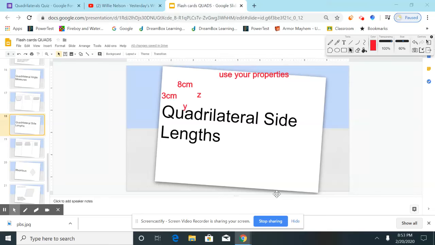This is the last card for the unit. This is number 11, quadrilateral side lengths. I think this is one of the easier cards also. All you were doing is finding the lengths of missing sides.